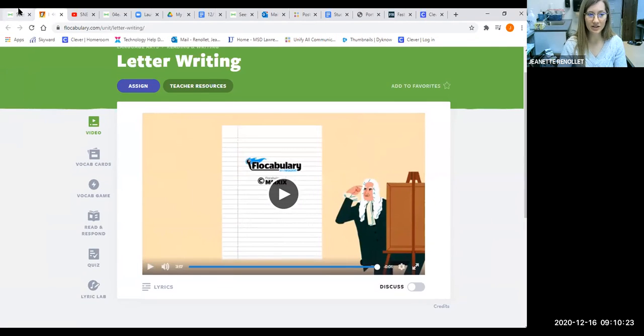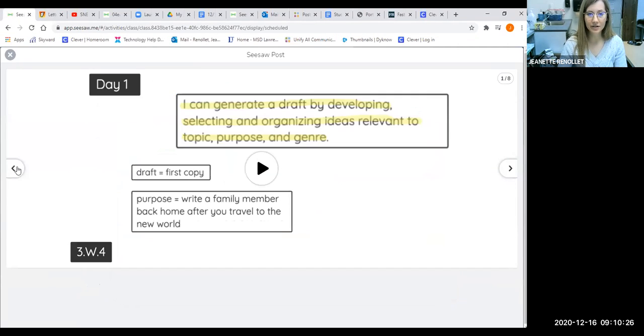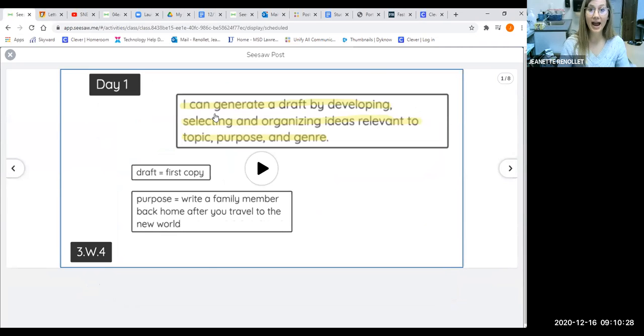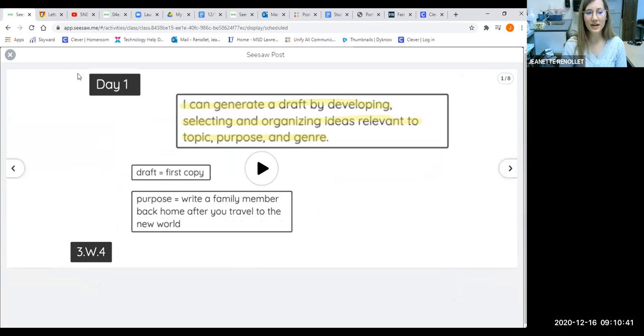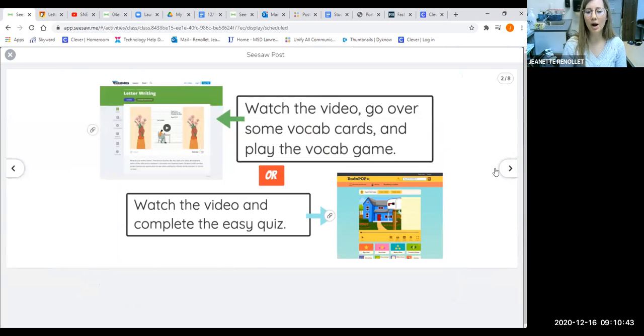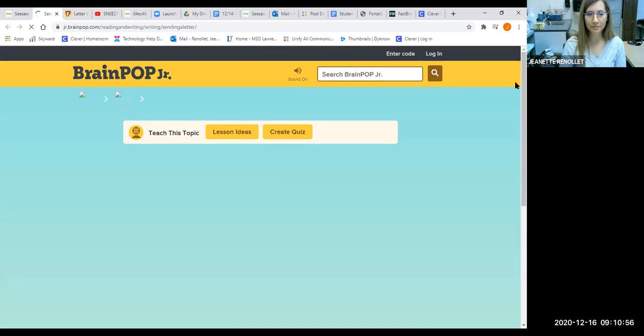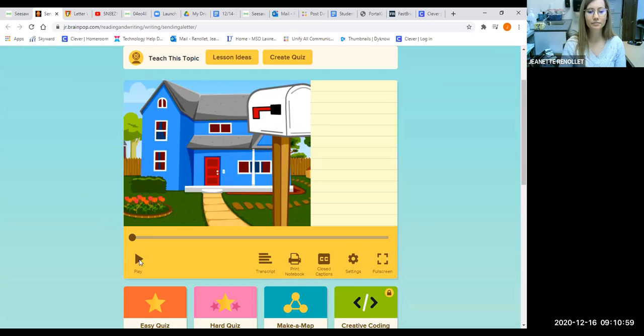So today we're focusing on writing a letter to a family member back in England. And we know our family member is our uncle. So today we are going to practice writing our first copy of a letter. In the vocabulary, we heard a little bit about the parts of a letter. There are 5 parts to a letter that we're going to learn about and you are going to show in your letter. Next, we're going to watch a brain pop about writing a letter.